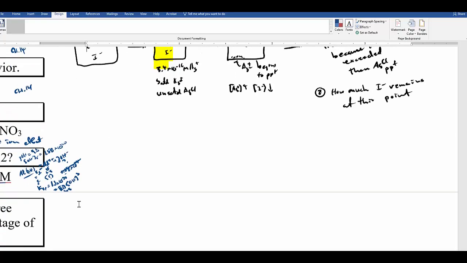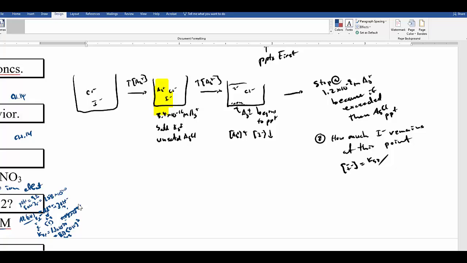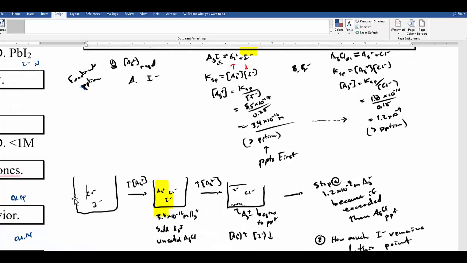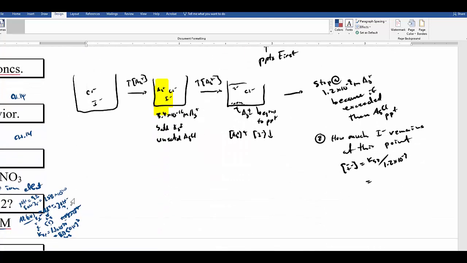Well, we know the silver ion concentration, so all we have to do is calculate the iodide concentration. The iodide concentration remaining at this point is equal to the KSP of iodide divided by the silver ion concentration. The silver ion concentration at this point is 1.2 times 10 to the minus 9 molar. The KSP of iodide is 8.5 times 10 to the minus 17. So 8.5 times 10 to the minus 17 divided by 1.2 times 10 to the minus 9 gives me 7.08 times 10 to the minus 8 molar iodide. So we didn't get 100%.